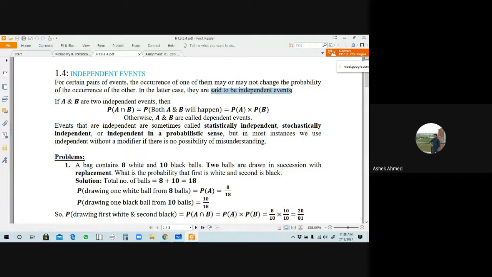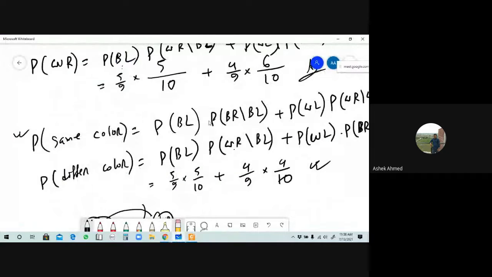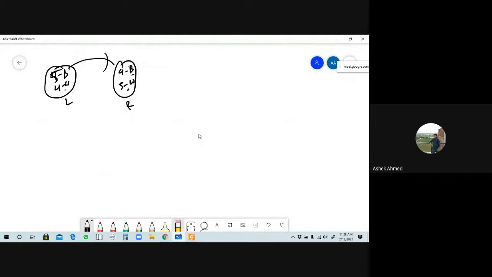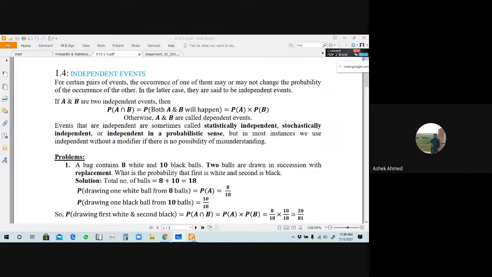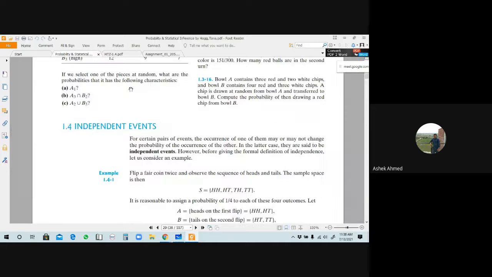that events will be called here independent events. Okay, if two events are independent, in that case we can say that probability of A intersection B, যদি দুটো ইভেন্ট ইন্ডিপেন্ডেন্ট হয়, okay, কেউ কারোর উপর ডিপেন্ড না করে, then we can say that probability of A intersection B will be probability of A into probability of B here. Okay, this formula is for independent events. Okay, now I'll discuss this concept here.